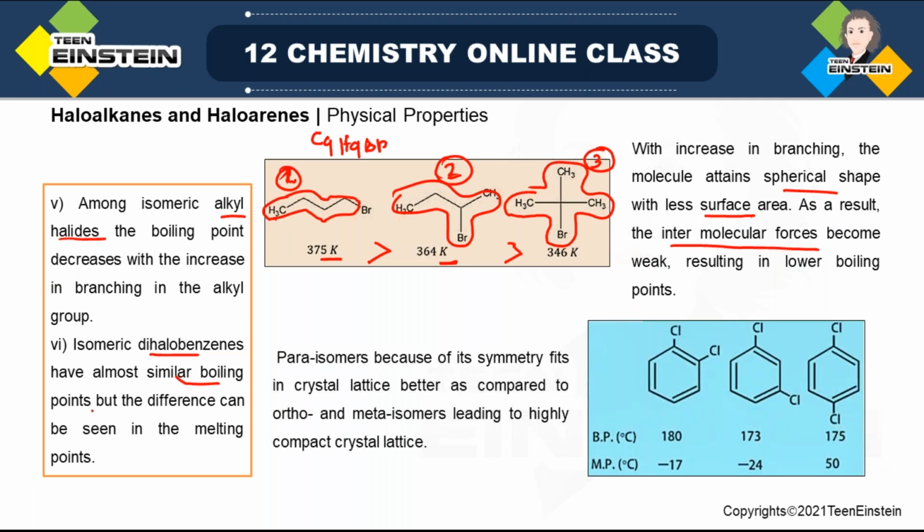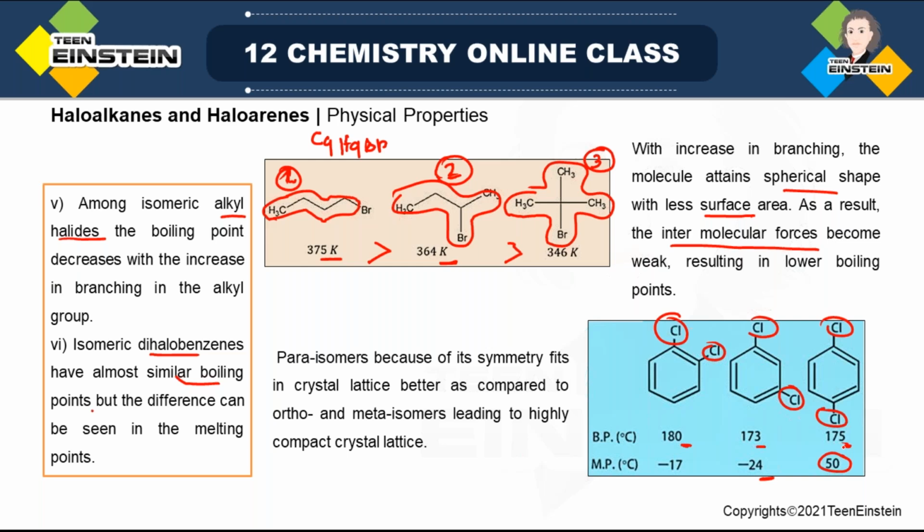So here we have an example. The dichloro compounds are at ortho position, then meta position, and the last one para position. Look at the boiling points: 180, 173, 175. So there is not much difference. But if you consider the melting point, it is minus 17 degrees centigrade. But the next one is minus 24. So it is not just decreasing, but the difference between these two is also high. And the last one, the para, is now not even minus. So there is a drastic change in the value of melting point.